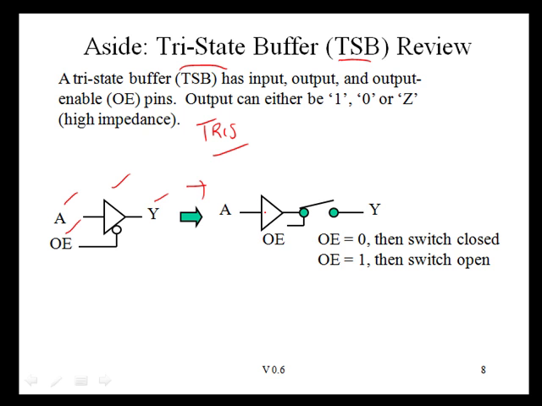We can view a tri-state buffer as being a buffer with a switch on its output. When output enable is a 0, the switch is closed. That means that when this is a 0, whatever's on A is going to flow through here without any problems. However, if output enable is a 1, then the switch is open and whatever is here cannot get to the output. The output is disabled, and it means that this output is floating, which is typically designated as a Z state. It could either be a 0 or 1.